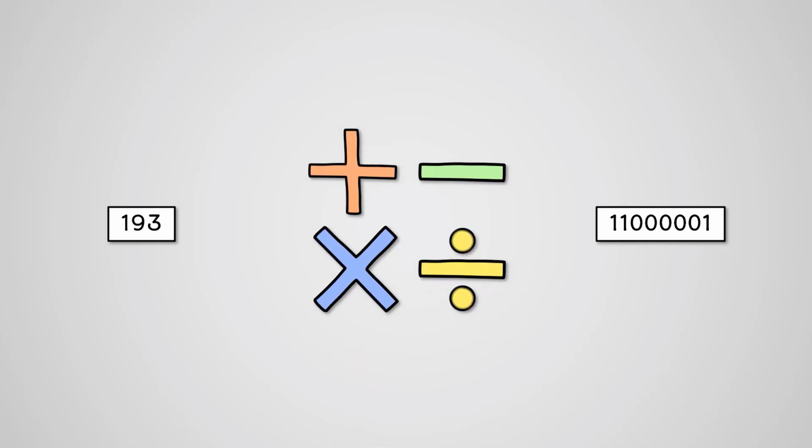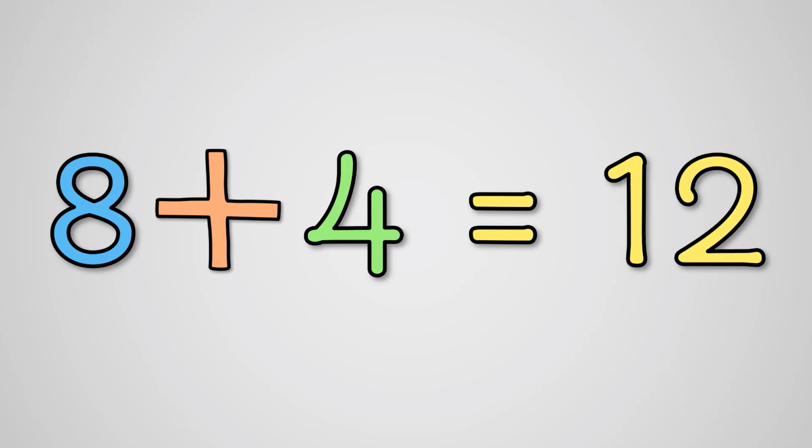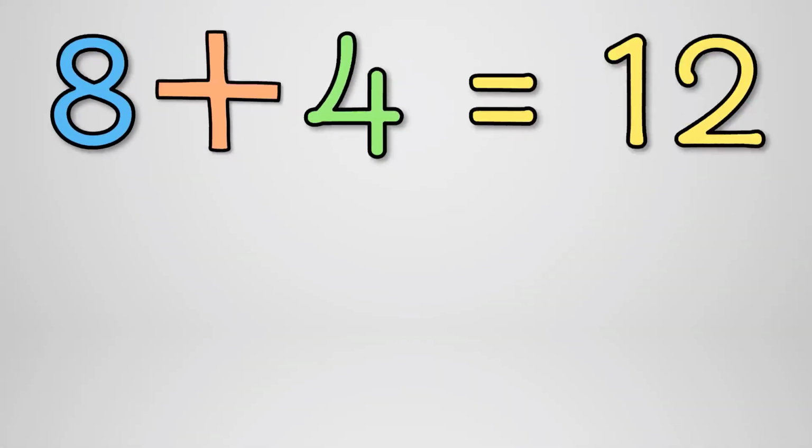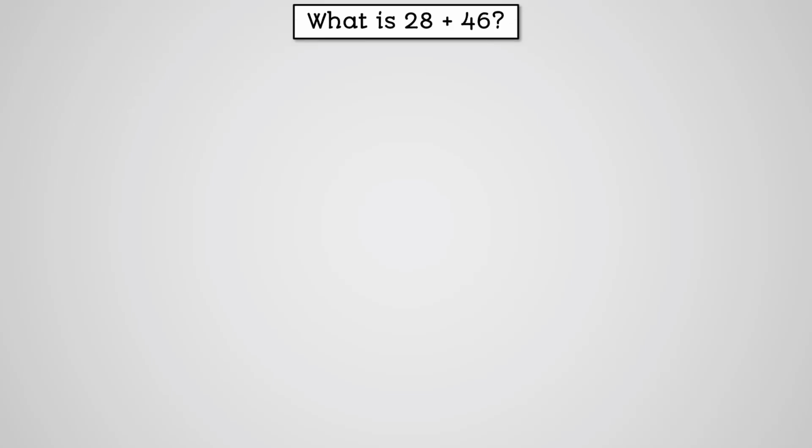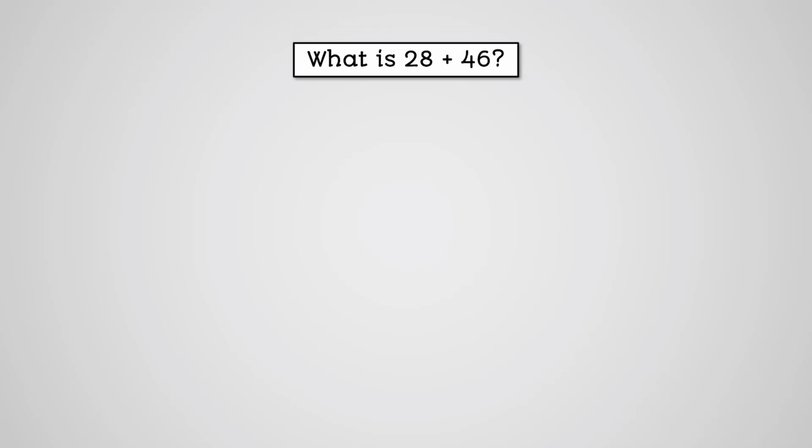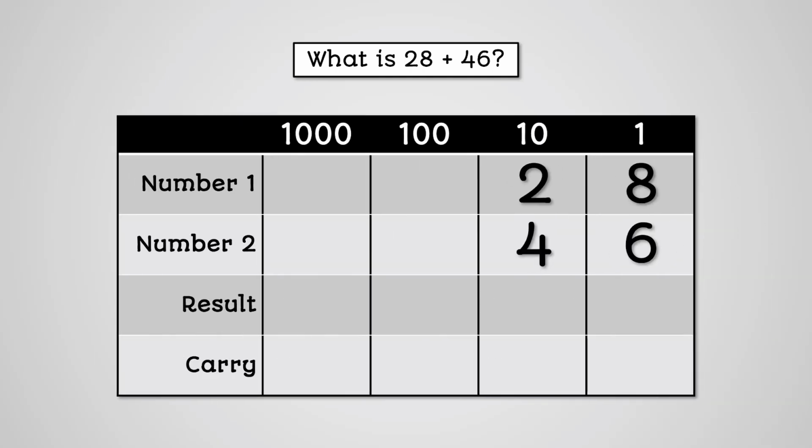Once we've converted a decimal number into binary, we can still do any mathematics on them as if they're decimal numbers. One of the mathematical operations is simple addition, where we can add two numbers and get a result. Let's take some simple addition in normal decimal notation. Say we wanted to add the numbers 28 and 46.